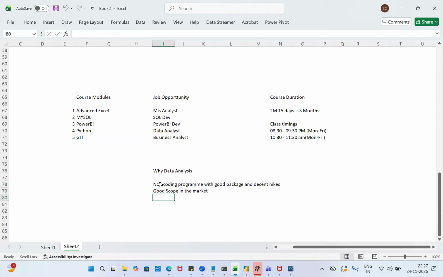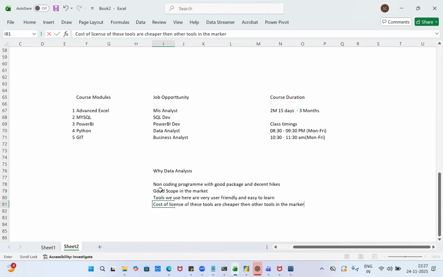Hirings are really going very well in data analysis. And the tools we use, especially Power BI, Excel, are very user friendly. The interface is awesome and easy to learn. Finally, the license price of these tools is cheaper than other tools in the market. So this is why you have to go with data analysis. Got it, everyone? Clement, Shiva, Nikita, Sarthak? Yes, it's a brief on why you have to go for it.